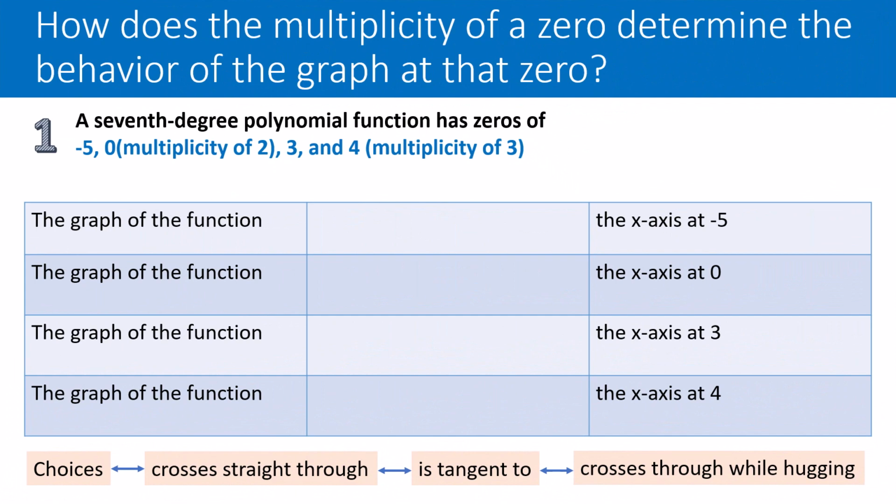All right, we're going to start with question number 1, and we're going to work through this. Look at how the multiplicity of a 0 determines the behavior of the graph at that 0. So we're given in words, we're not given a picture of the graph. We're not given a function in factored form. We're simply given a set of words. So we're going to take these words and we're going to interpret what they're saying in English back into math.